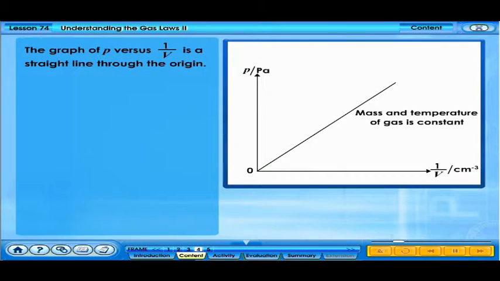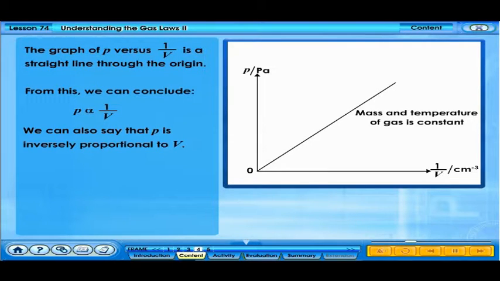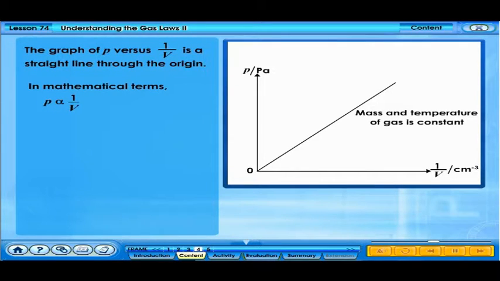The graph of P versus 1 over V is a straight line through the origin. From this, we can conclude that P is directly proportional to 1 over V. We can also say that P is inversely proportional to V. In mathematical terms, P is proportional to 1 over V, or PV equals a constant.